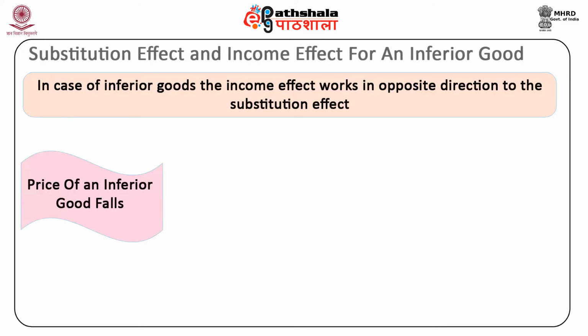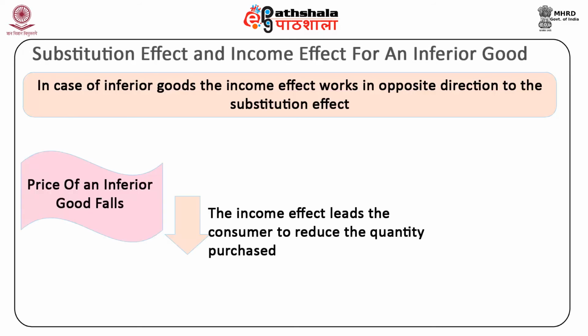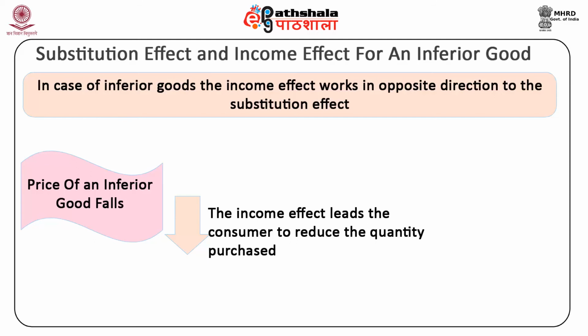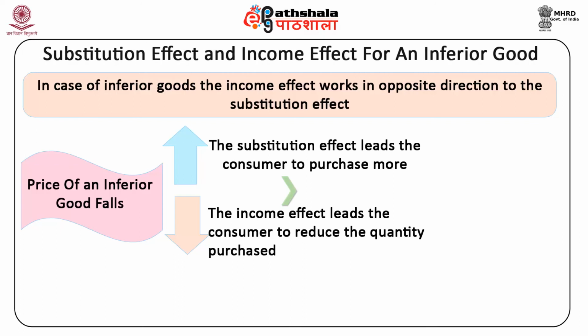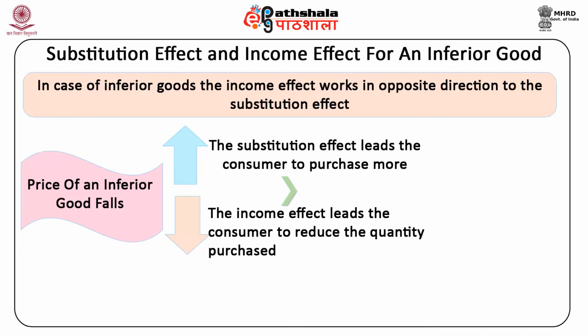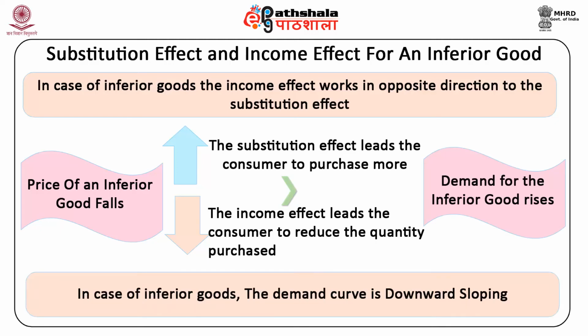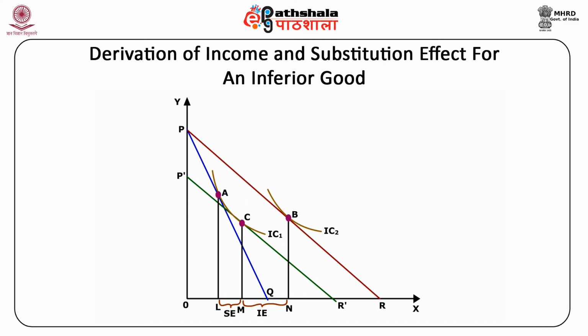That is, when the price of an inferior good falls, the income effect leads the consumer to reduce the quantity purchased, while the substitution effect leads the consumer to purchase more. Since the substitution effect is generally larger, the fall in price leads to an increase in quantity demanded. This results in a downward sloping demand curve in most cases, even for inferior goods. The income effect and substitution effect for an inferior good are shown in the figure.